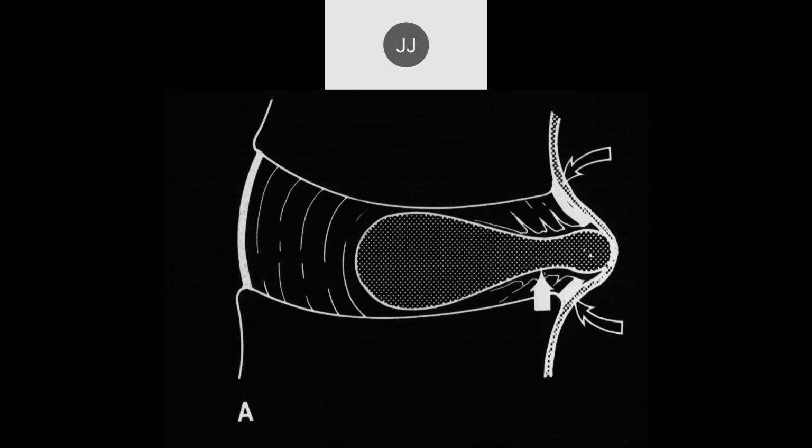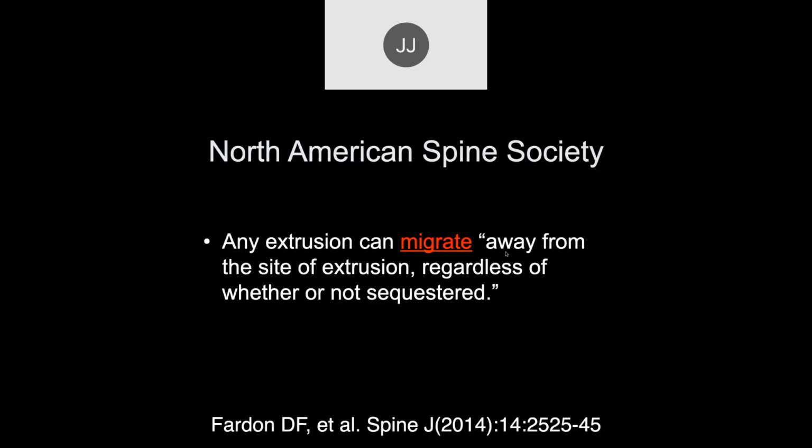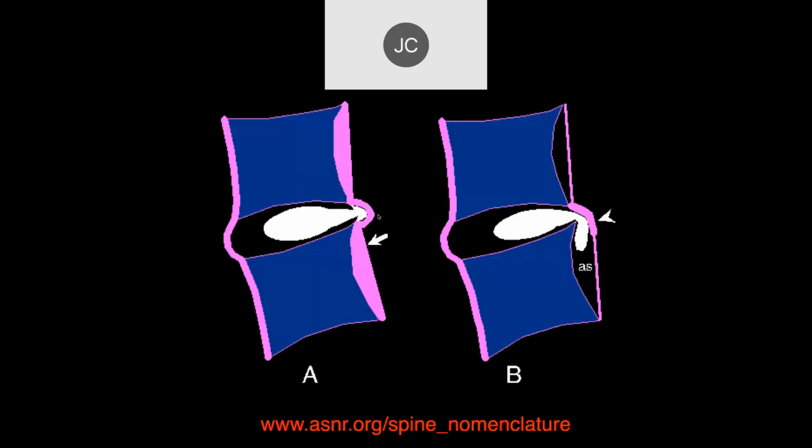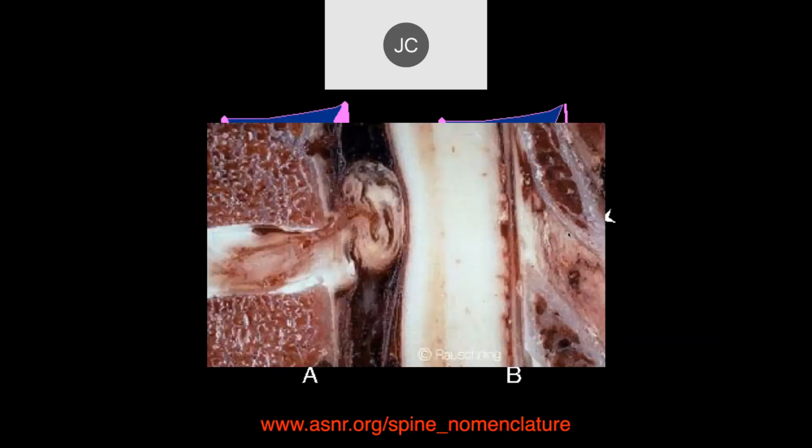Right, right. So the next thing you look for is migration. This is the term the North American Spine Society recommends, and that's when the disc moves away from the site of the extrusion. Here's a focal disc extrusion with inferior migration behind the posterior longitudinal ligament, which we can see here. Then you measure the extent and the location, and you look in the axial plane to see its location in the axial plane as well.